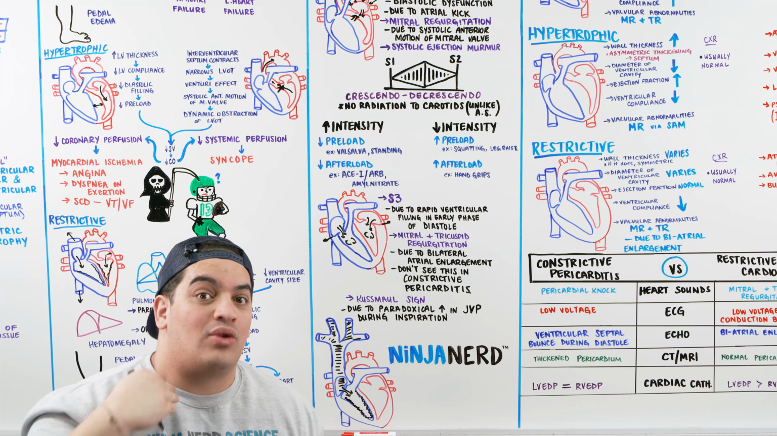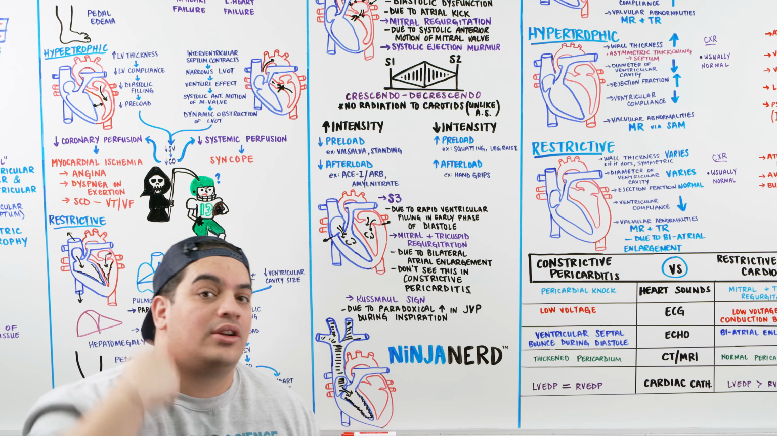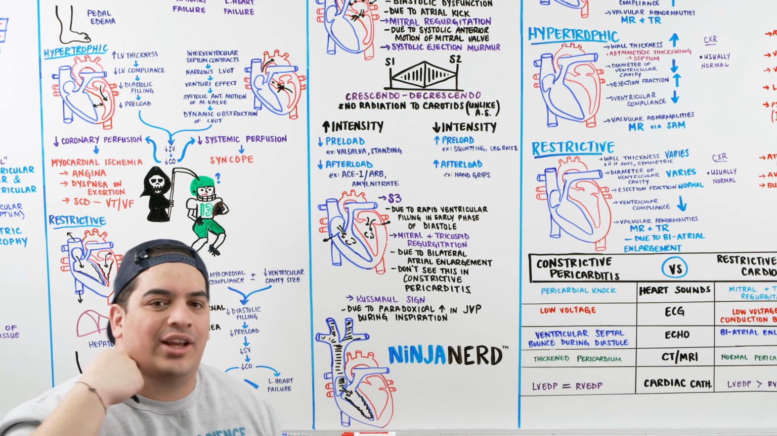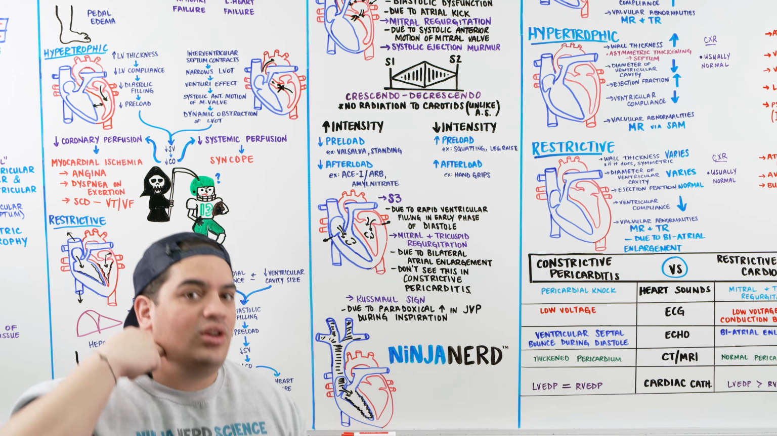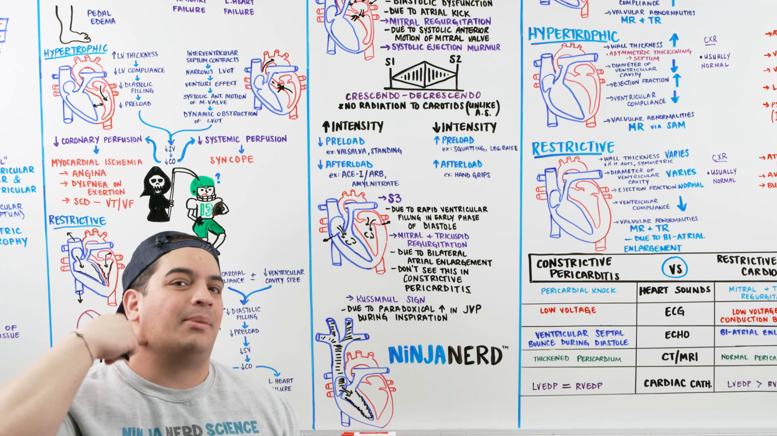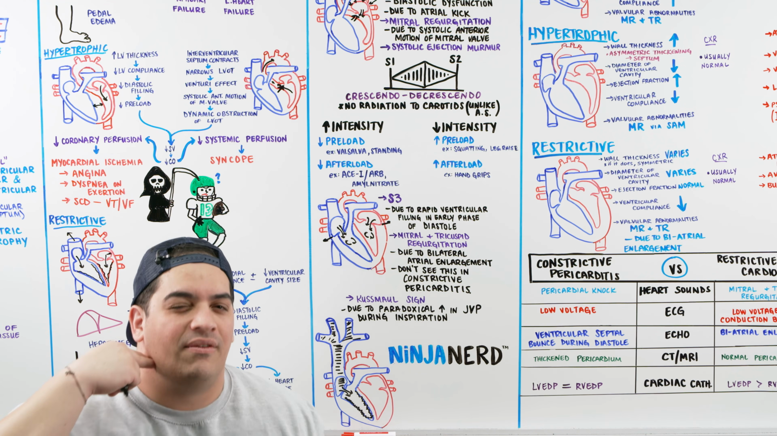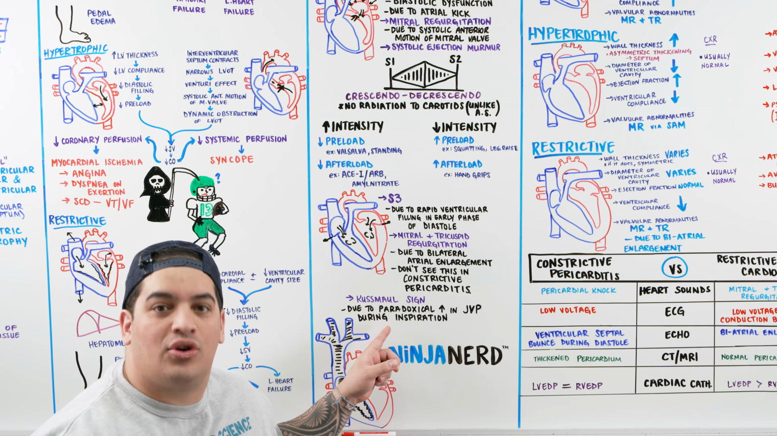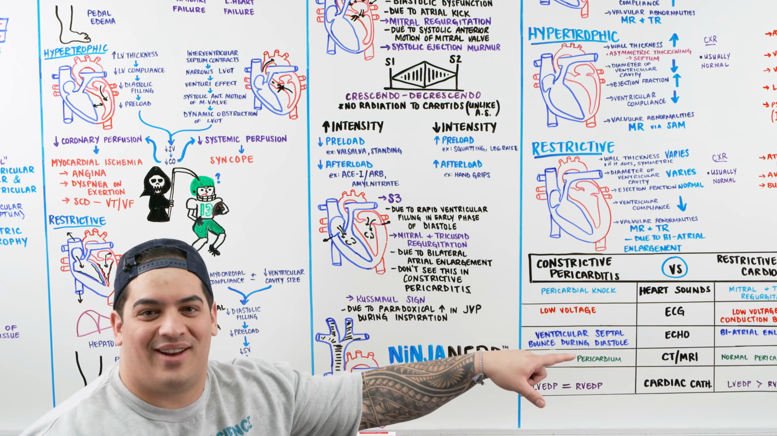Normally, it should cause it to drop down. You should go here and have a quick tug down. But in these patients, the right ventricular pressure and right atrial pressure are just too high that even when you take a deep breath in and drop the intrathoracic pressure, the JVD does not drop. It stays around the same level. That is a very prominent sign that you see in restrictive cardiomyopathy, but you can also see it in constrictive pericarditis.